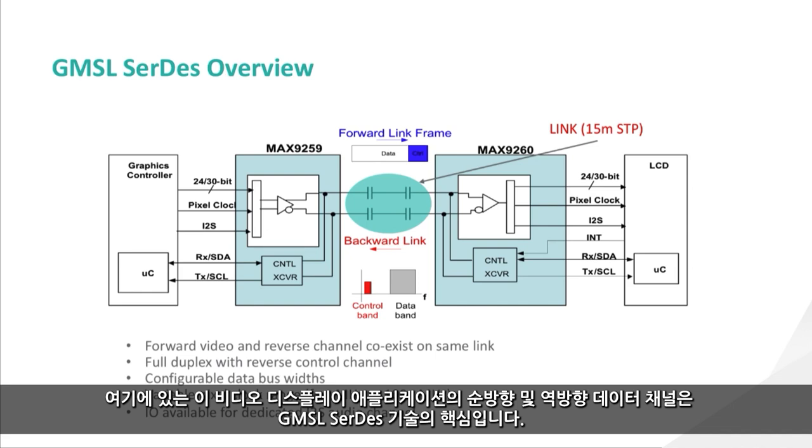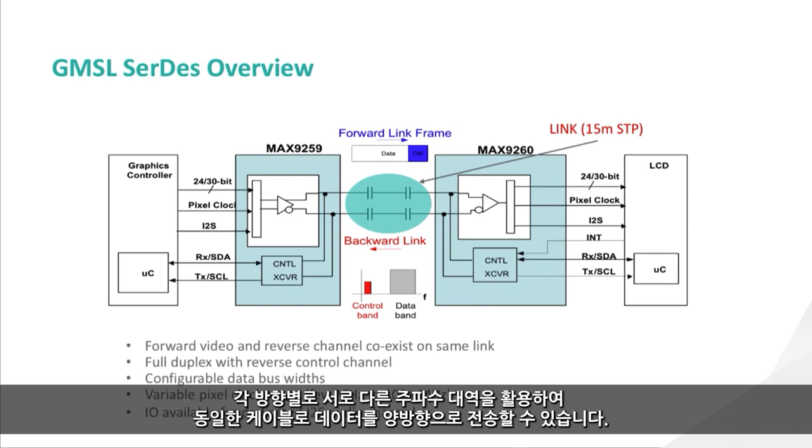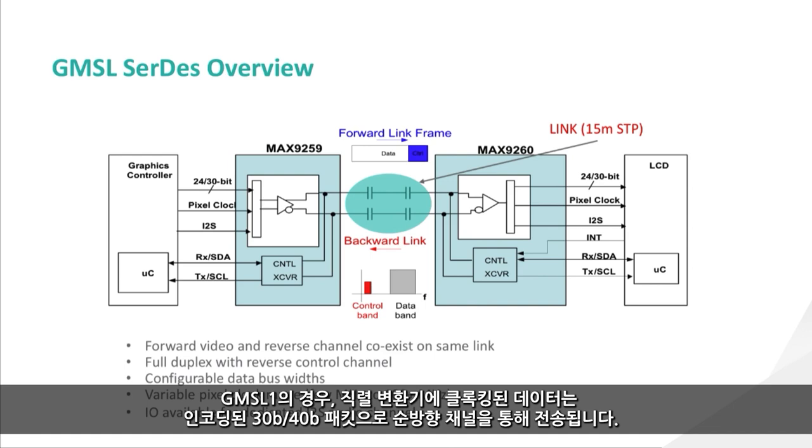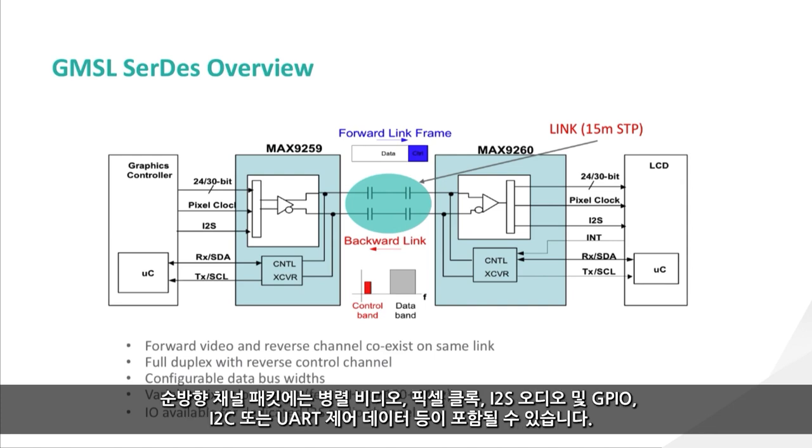The forward and reverse data channels are central to the GMSL SerDes technology, as shown in this video display application. Data is sent in both directions on the same cable by utilizing different frequency bands for each direction. The data clocked into the serializer is sent across the forward channel in encoded packets of 30 or 40 bits for GMSL1. The forward channel packets can include parallel video, a pixel clock, I2S audio, GPIO, and I2C or UART control data.